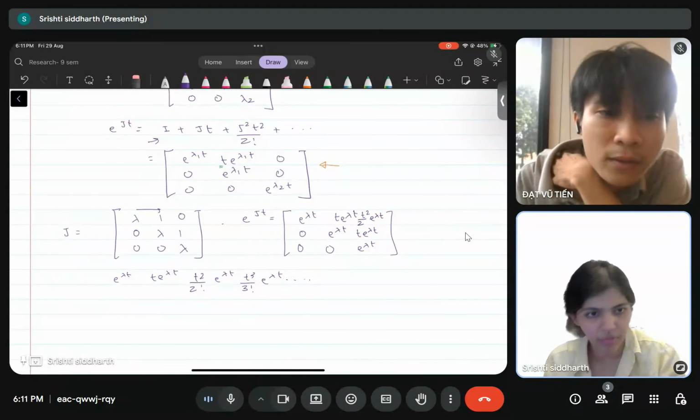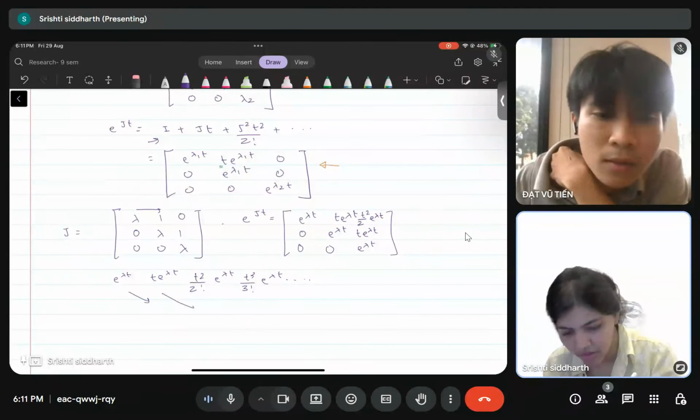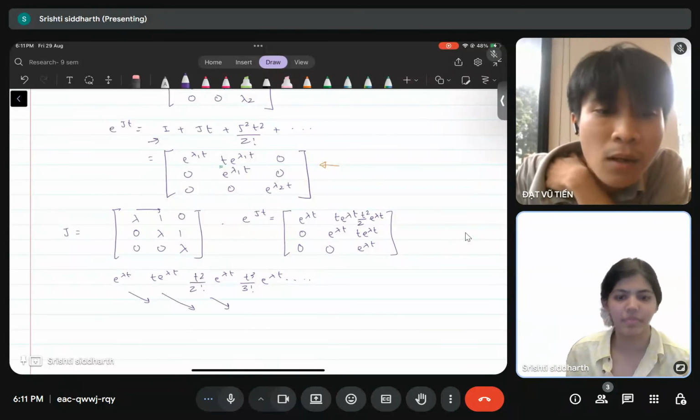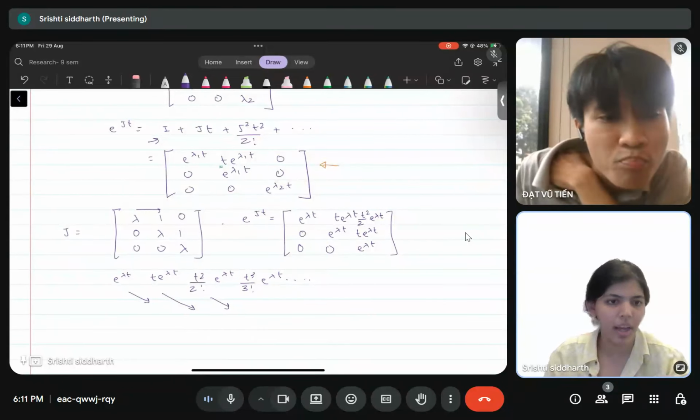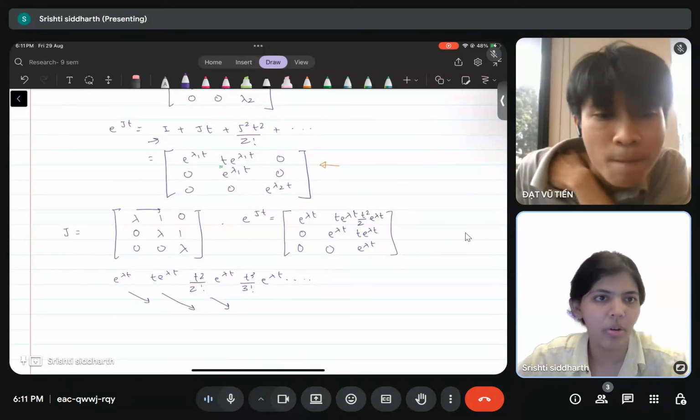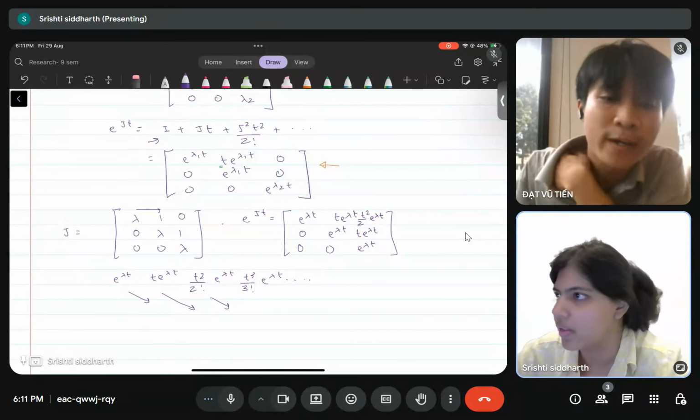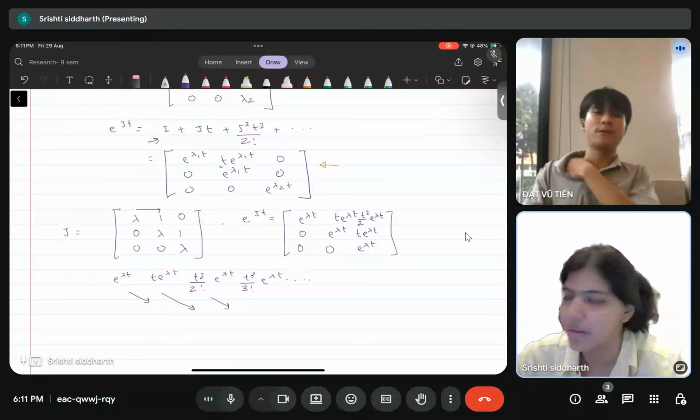And then you would shift it. So shift this here, shift this here, and then keep on shifting it till you get that n by n Jordan block.